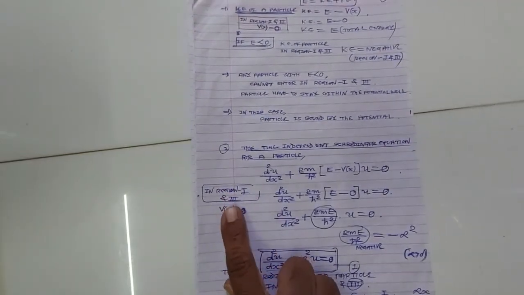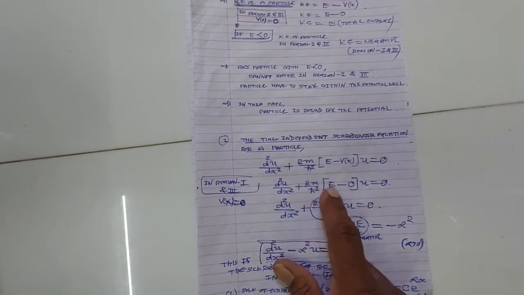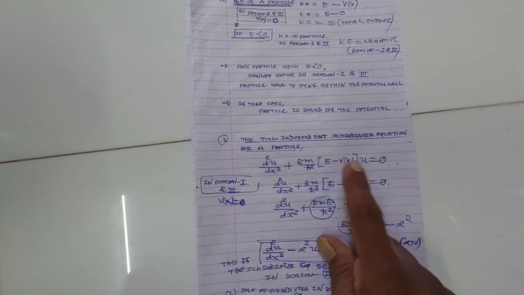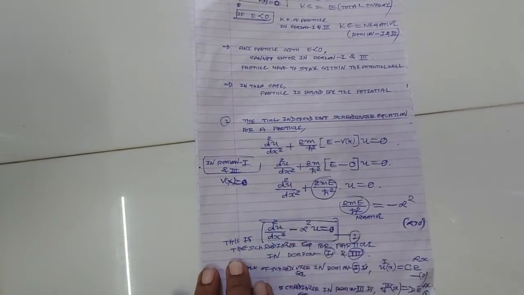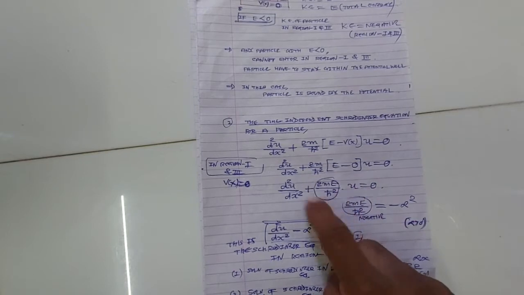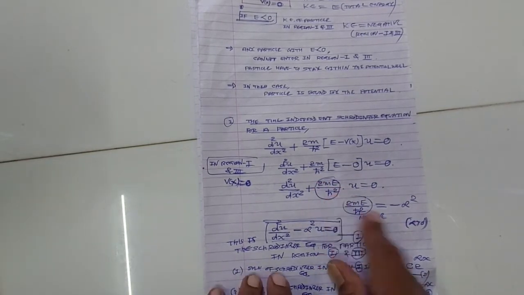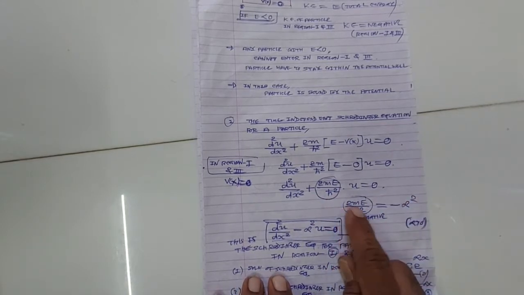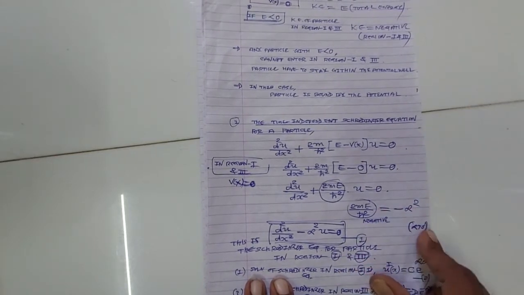So in regions 1 and 3 the Schrodinger equation becomes d²u/dx² + (2m/ħ²)(E − 0)u = 0, that is d²u/dx² + (2mE/ħ²)u = 0. This term 2mE/ħ² is a constant, and we define it by minus alpha squared. Since 2 is positive, mass is positive and ħ is positive, but the total energy of the particle is negative, the term is negative, so it is defined by minus alpha squared, where alpha is a positive constant.